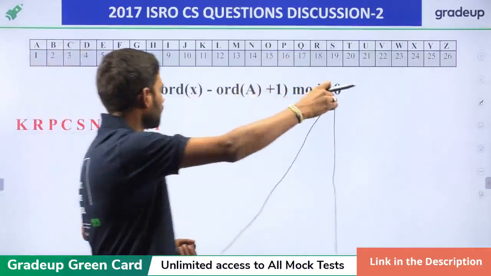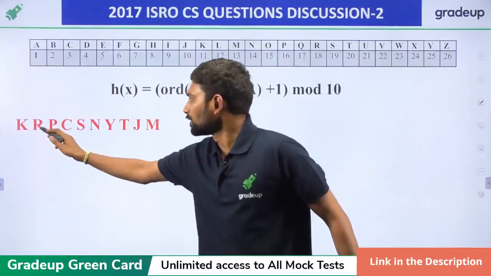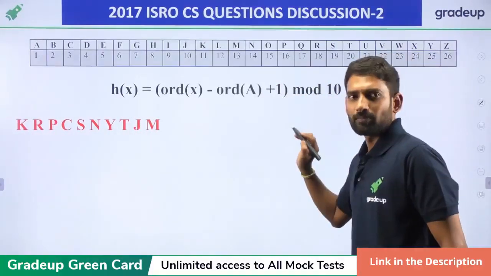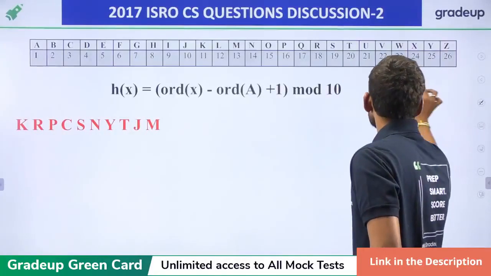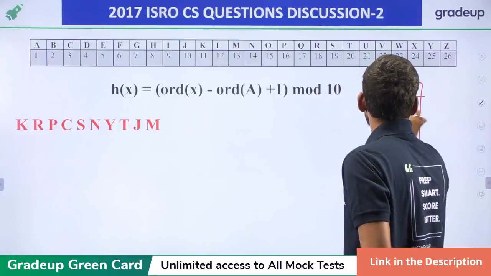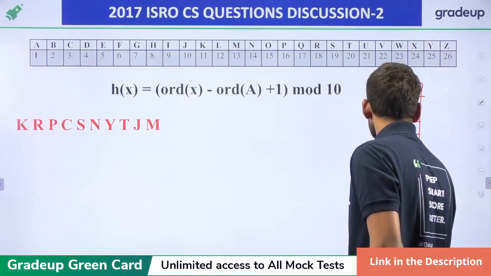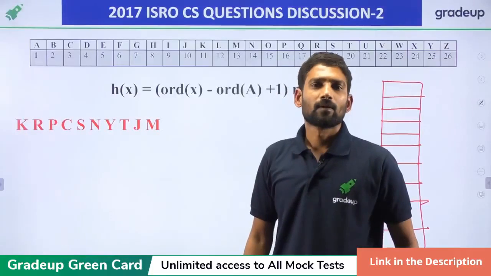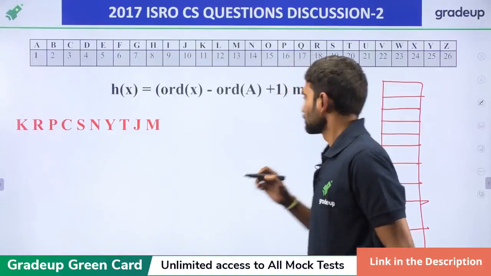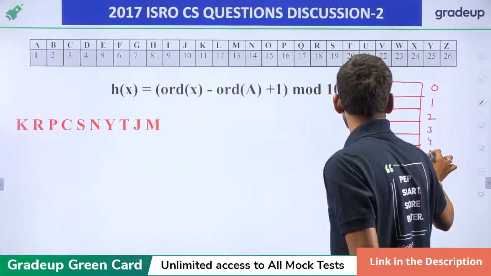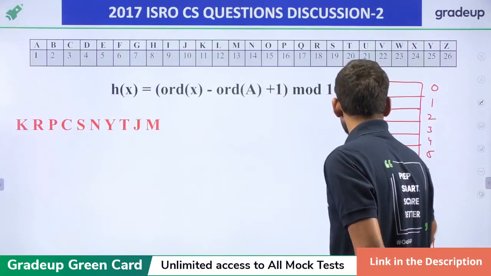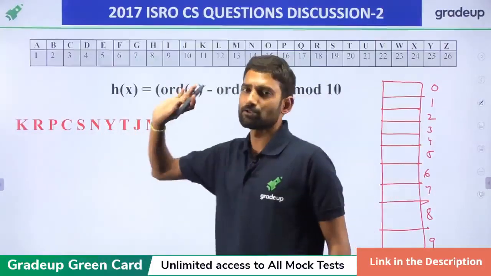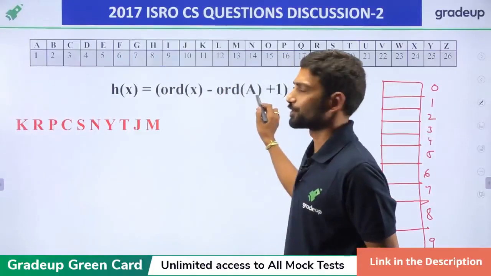What is the hash function? How many inputs are there? 1, 2, 3, 4, 5, 6, 7, 8, 9, 10. 10 inputs are there, so let us take a hash table of size 10. We know indexing starts with 0, so 0, 1, 2, 3, 4, 5, 6, 7, 8, 9. Now, whenever you store this in the hash table, where will each be stored? According to this function.